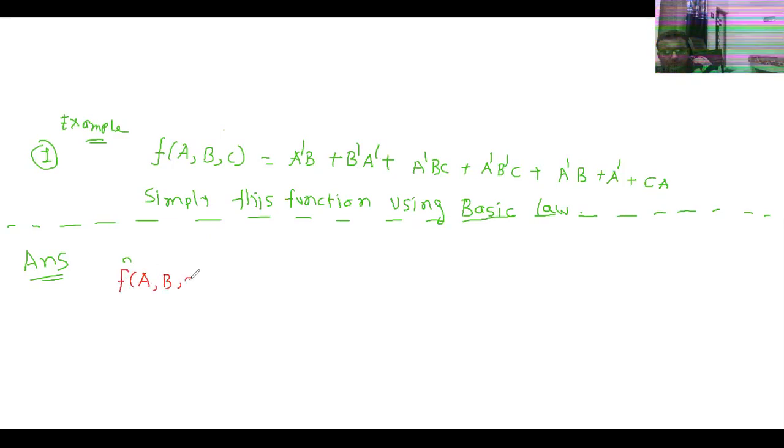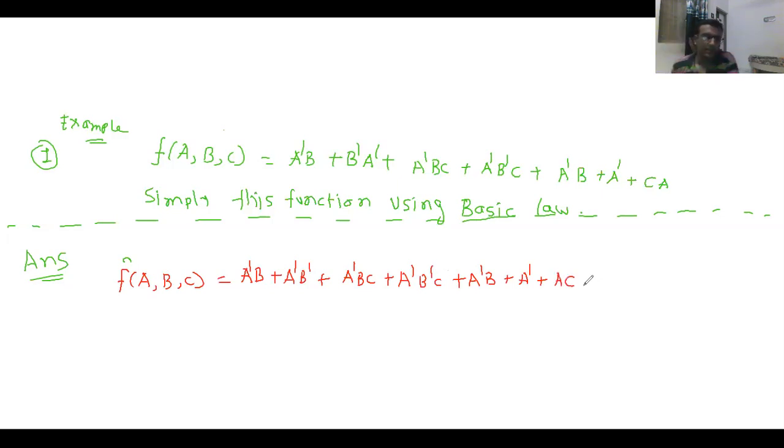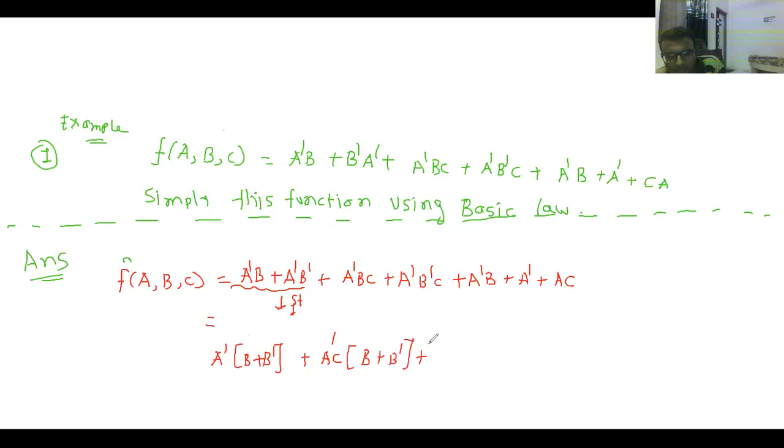F of A, B, C equals A dash B plus A dash B dash plus A dash B C plus A dash B dash C plus A dash B plus A dash plus AC. Now see, consider the first two terms. If you take common A dash, then we can say B dash plus B, B plus B dash, plus consider another term common, A dash C. So again B plus B dash, plus A dash common B plus 1.